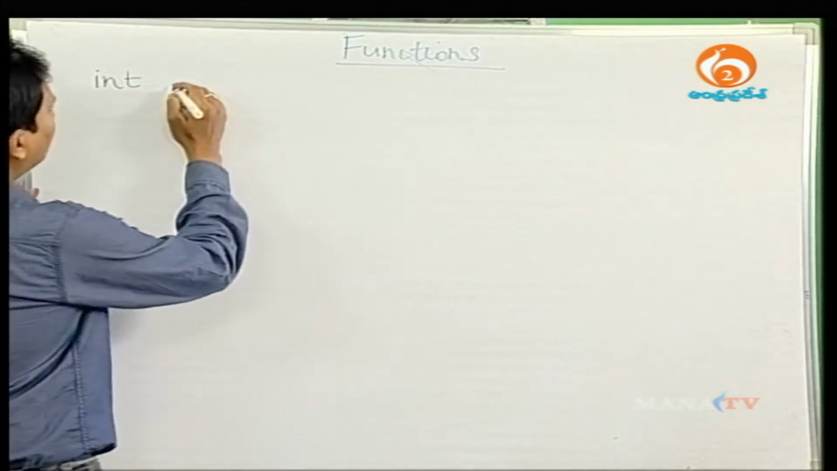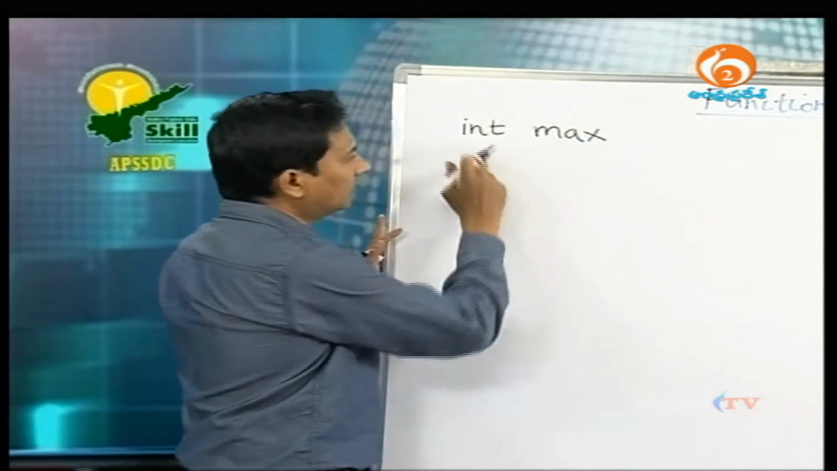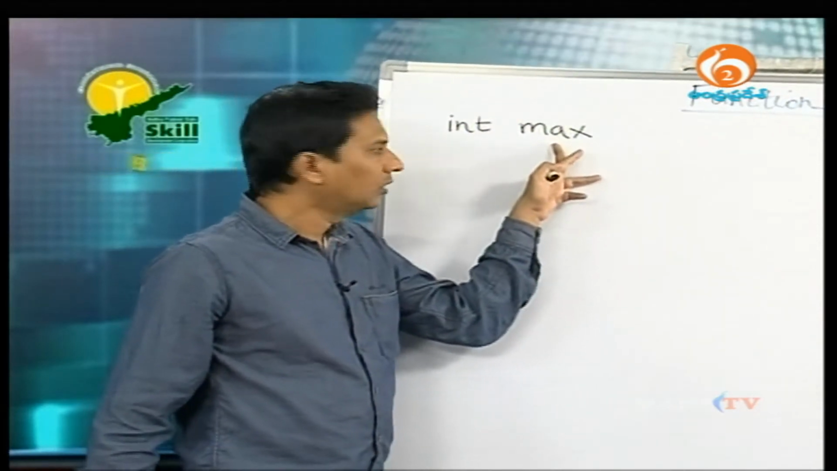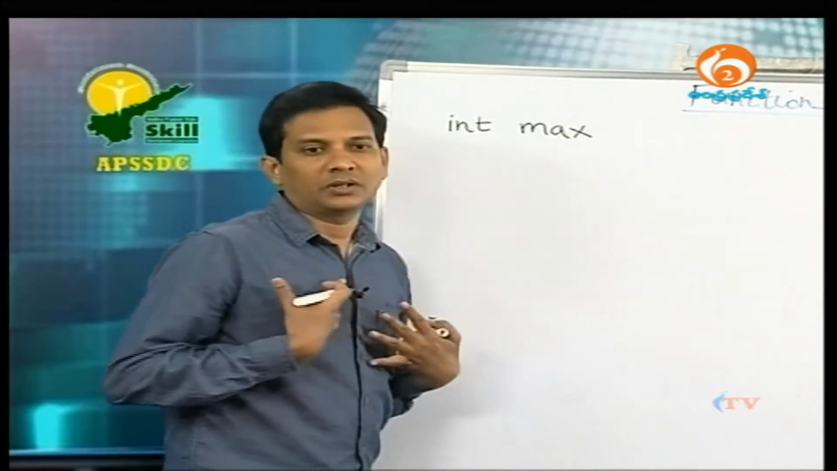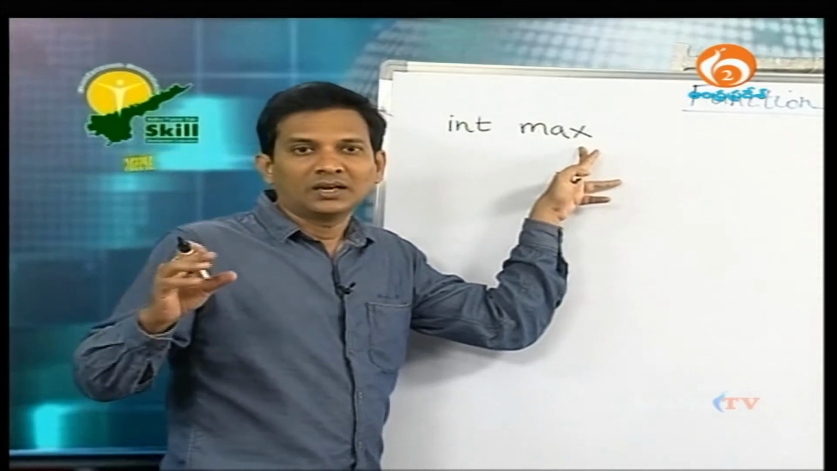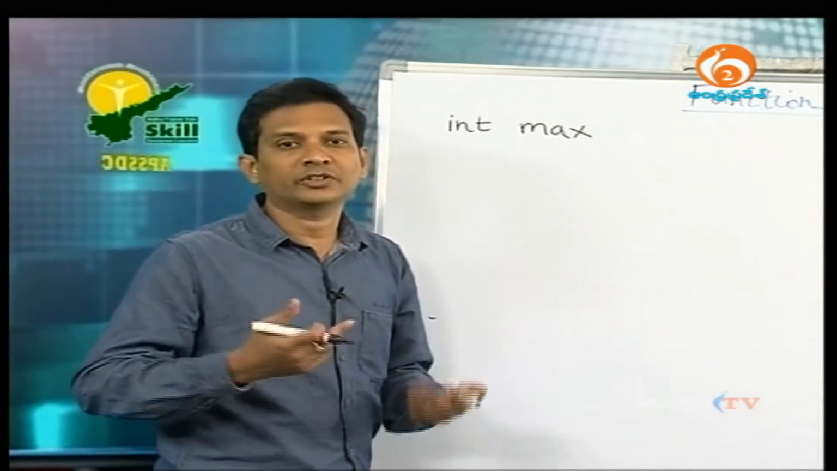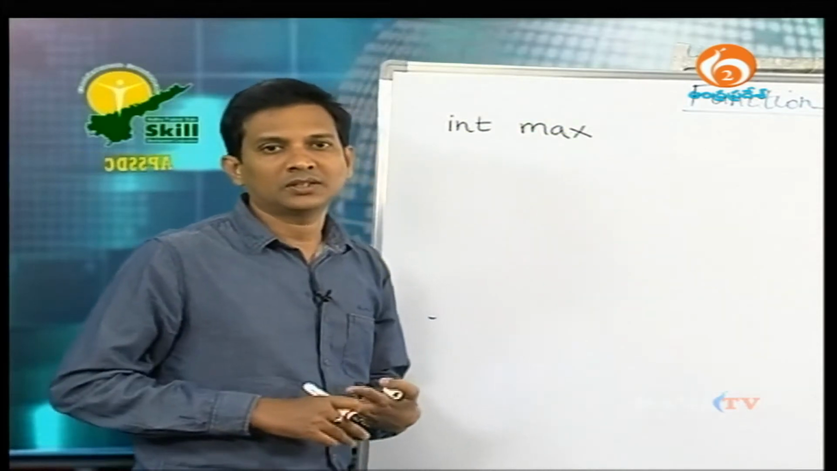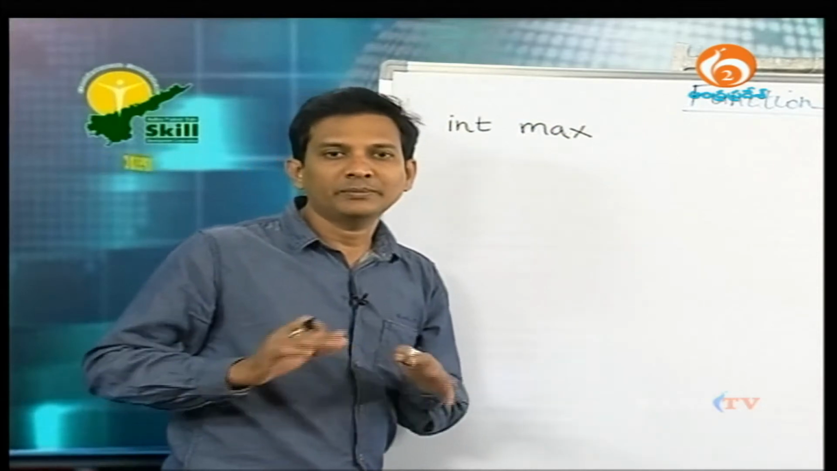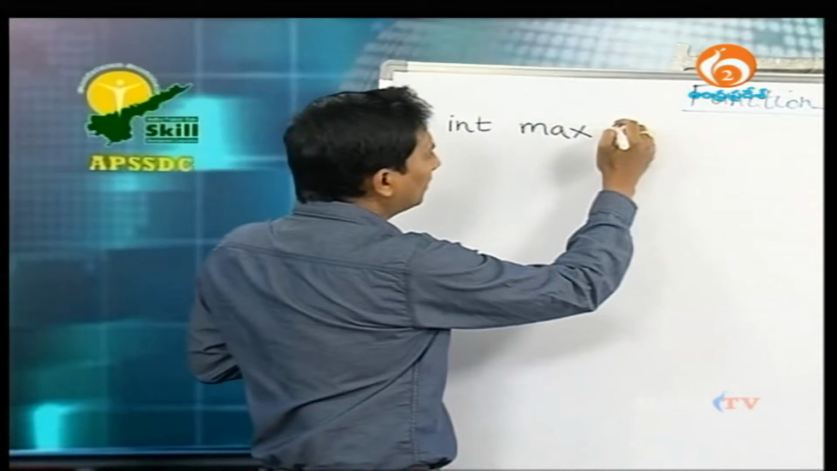So, int is the return type and it is a user defined function. This is my function. I can write any name instead of max. I can write large. I can write anything. I can write my name also because it is a user defined function. It is my function. That is the reason we say it is a user defined function. If it is a predefined function, I cannot change it. So, this is a user defined function.